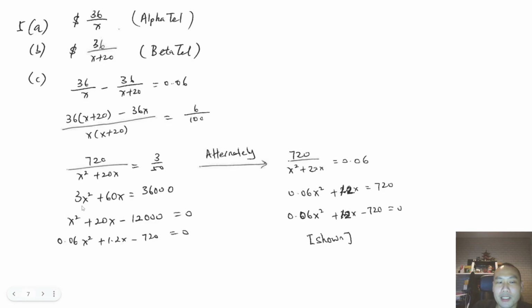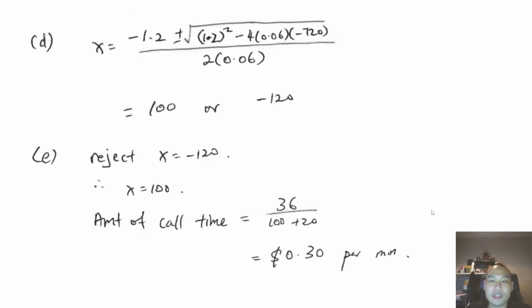After we cross multiply, again divide everything by 3, we have x squared plus 20x minus 12000. Now the question did ask us to show the situation where the coefficient of x squared is actually 0.06. So from here we just multiply everything with 0.06. So 0.06 times 1 is 0.06x squared. 20 times 0.06 is 1.2. 12,000 times 0.06 is 720. So we just do it accordingly.